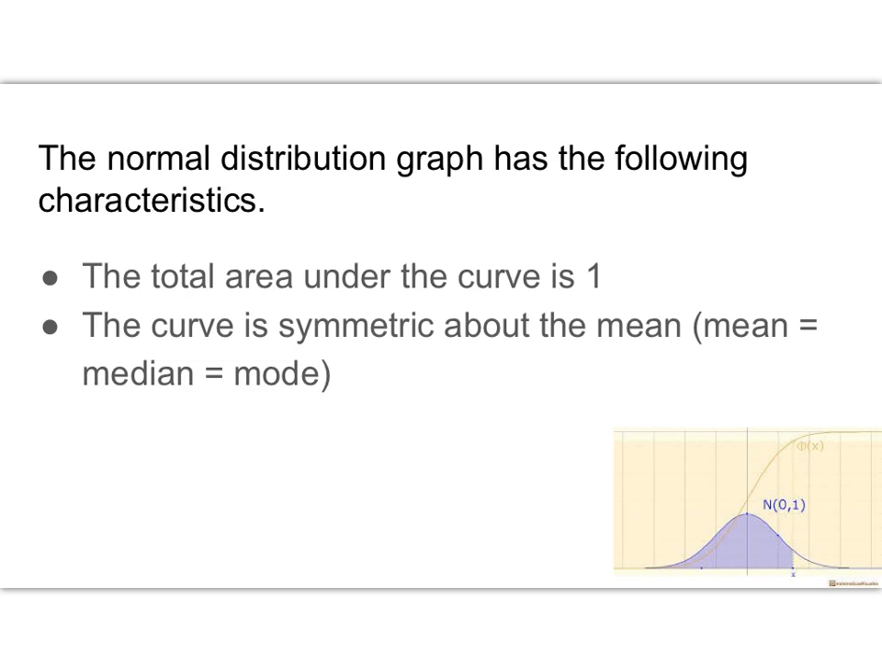The other thing about the normal curve is that it's symmetric about the mean. So the mean is right in the middle, and the area on this side of the curve is the same as the area on this side of the curve. It also means that the mean is equal to the median and equal to the mode if you have a normal distribution.